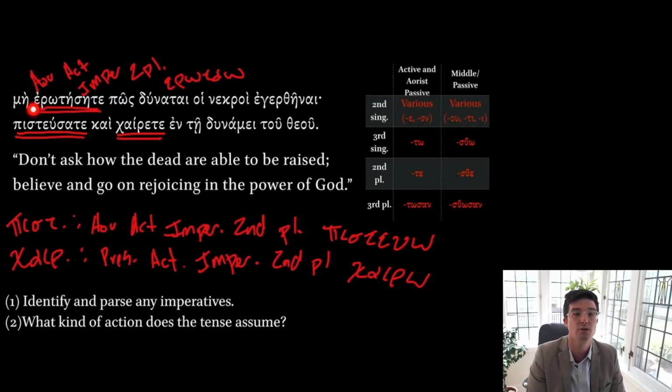So do not ask. This is a prohibition here. Remember, the two main uses of the imperative: one of them is going to be prohibition, the other is going to be command or entreaty. So don't ask, commanding you not to do a thing. Don't ask how the dead are able. So the dead, hoi nekroi, is the subject of our verb dunantai here.